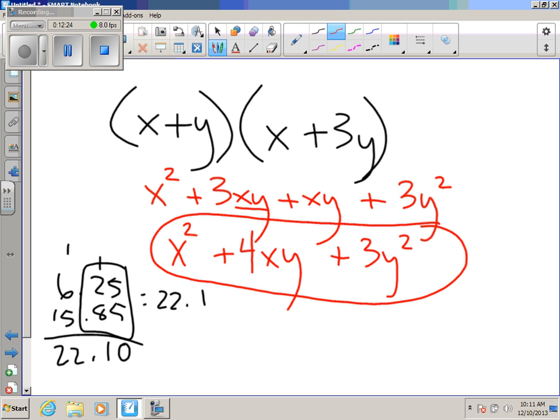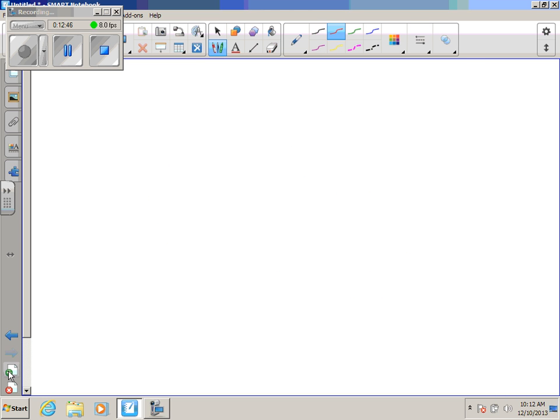Doesn't matter what xy are. If they're the same, I've got 3 of them here and 1 of them there. Add them up. 4xy. Okay. Try another one like that. Good, I'm glad you caught the 3y squared, though. A lot of people miss that. It's good news.